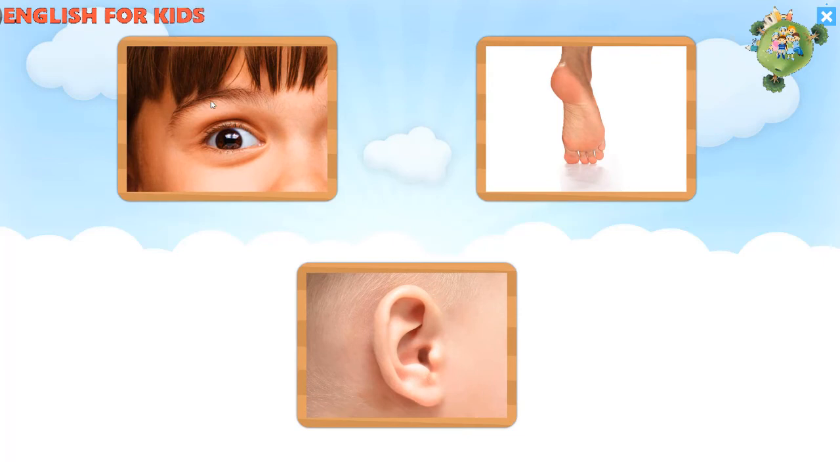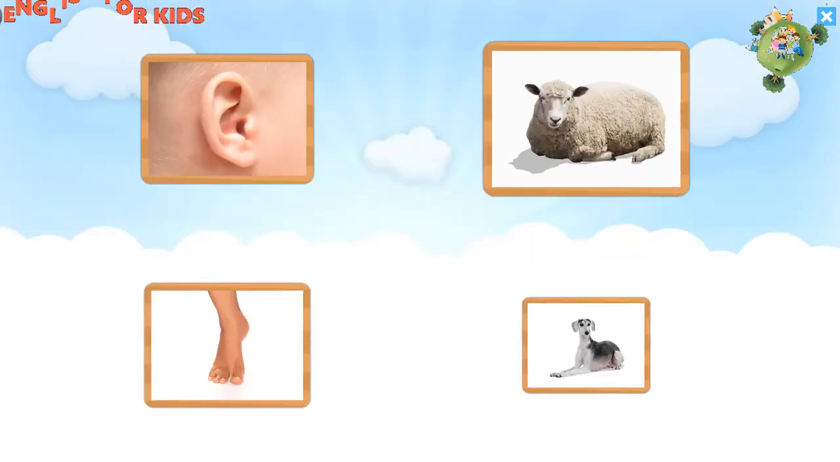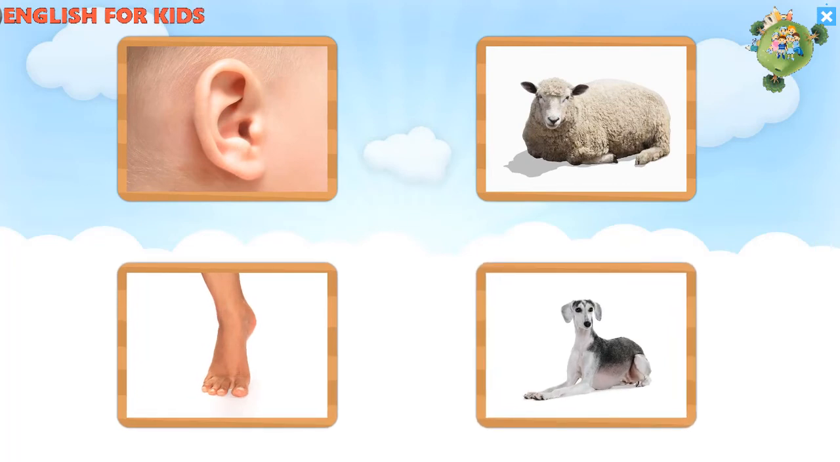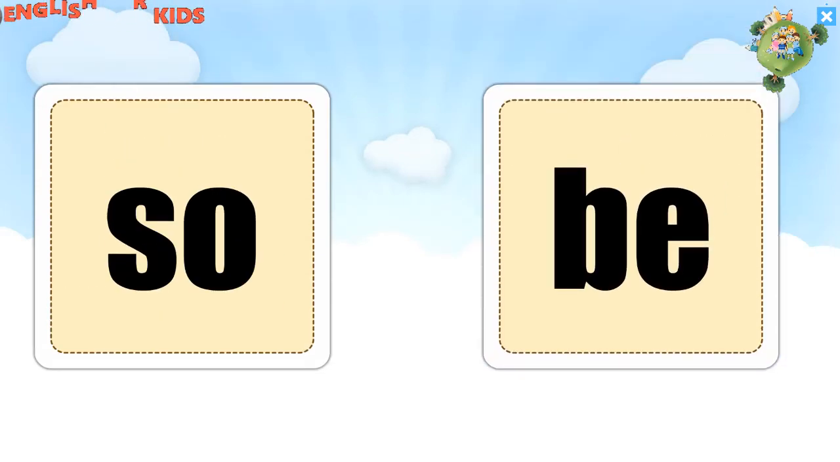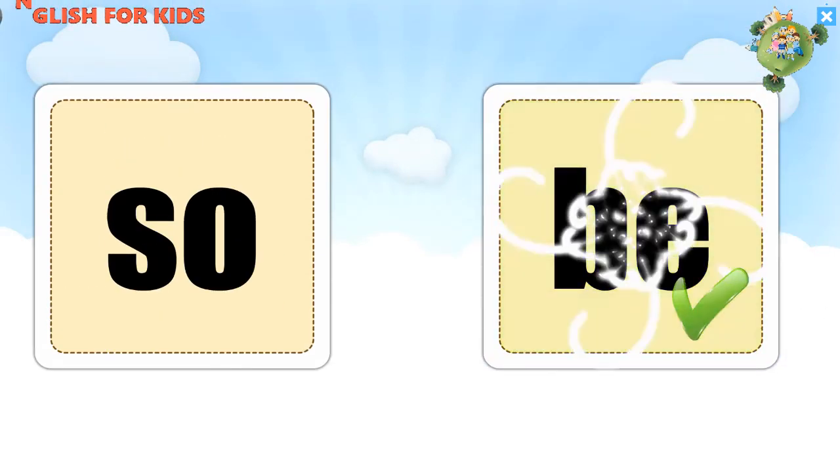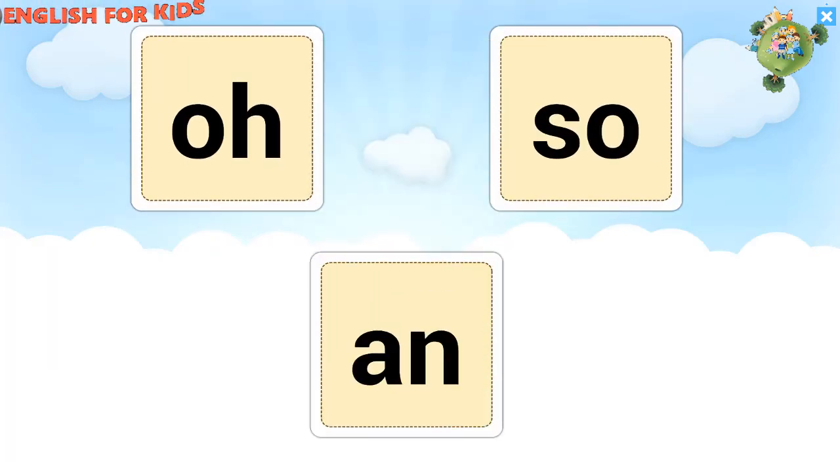Eye. Awesome! Eye. Can you pick out? Sheep. Fantastic! Sheep. Can you pick out? Bee. That is right! Can you pick out? So. Awesome!